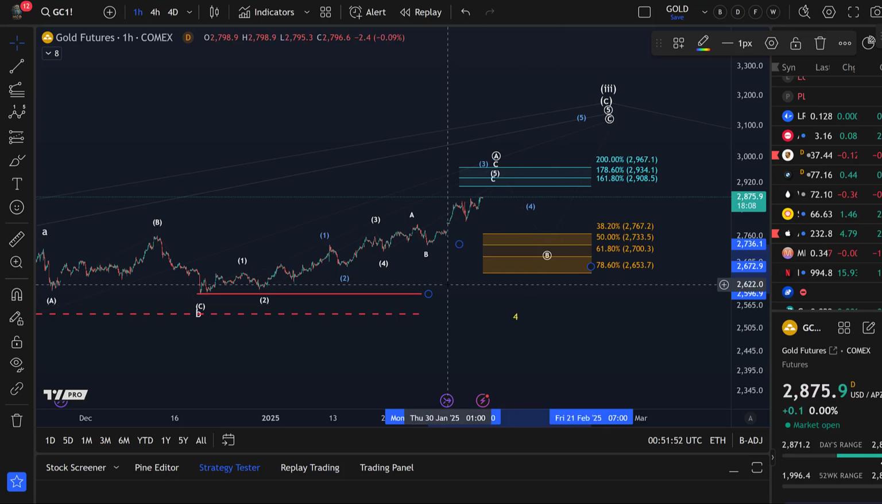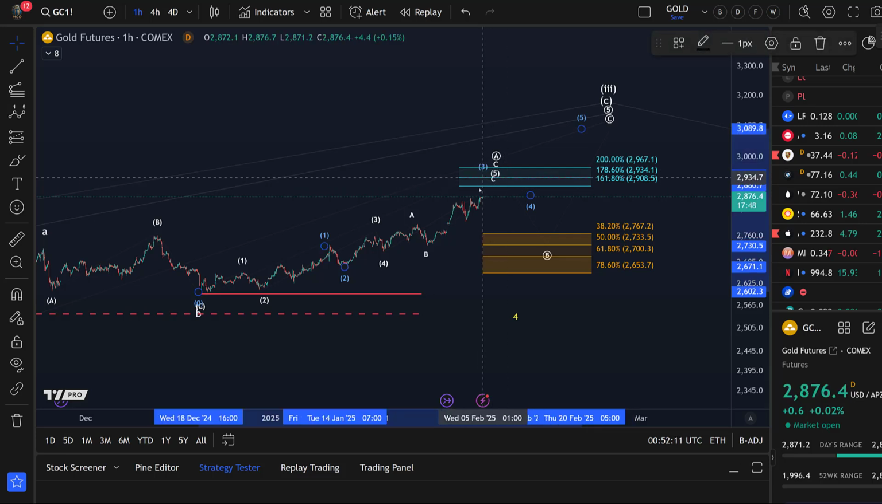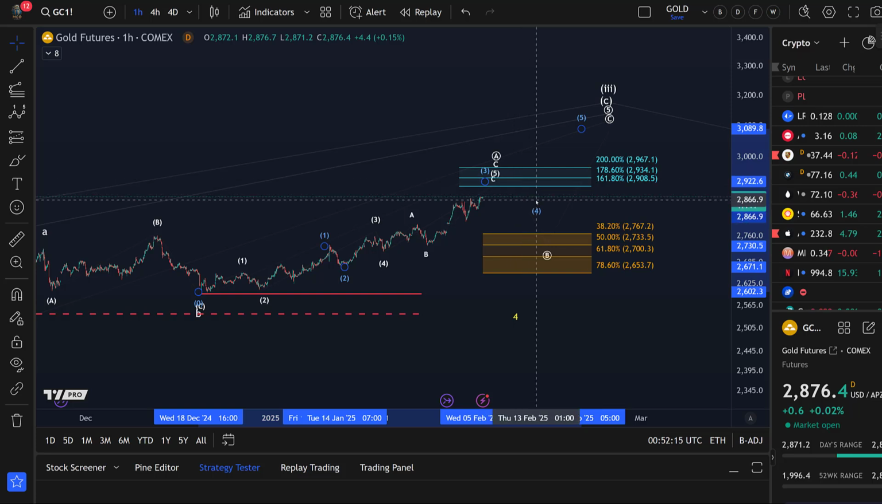And in this scenario, oh, are these the same? Shame, I deleted the previous ones. Anyway, we're dealing here with 2,908. That would be the next target for wave 3 in blue. Then we have 2,934 and 2,967. So these are key targets for a third, right? And if we see a reaction exactly at one of them, it could really be an indication that this is a third and we're getting another 4, 5.